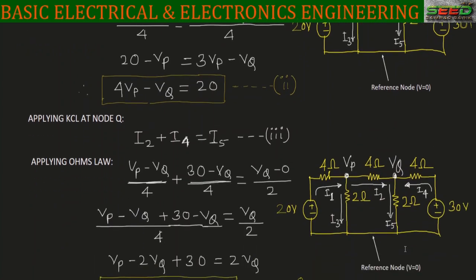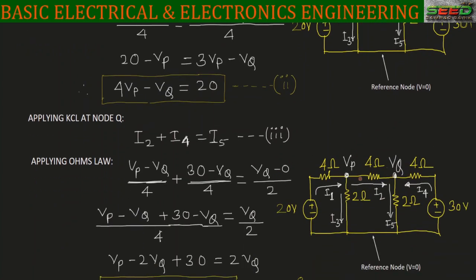So what is the KCL equation at point Q? I2 current is incoming current, I4 current is also considered as incoming current, and outgoing current is I5. You can see here I5 is coming out from the node Q. Therefore we can write the KCL equation at node Q as I2 plus I4 is equal to I5.